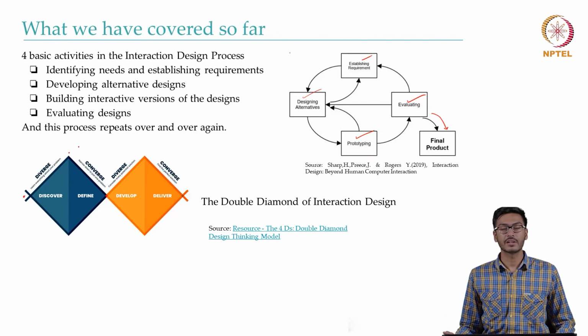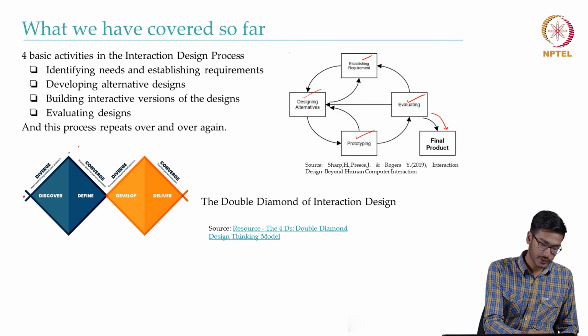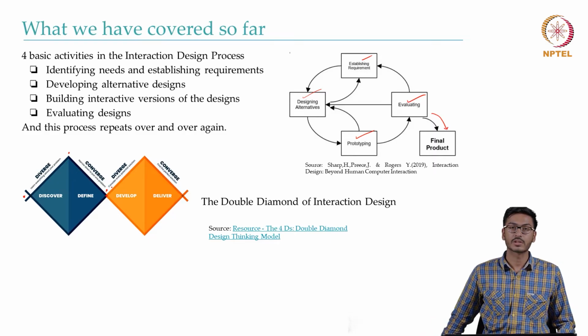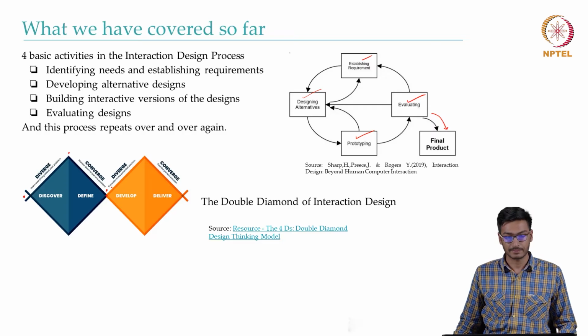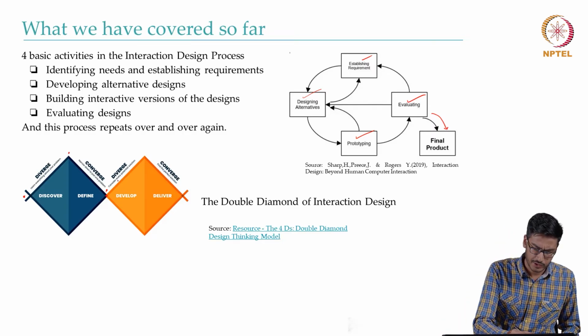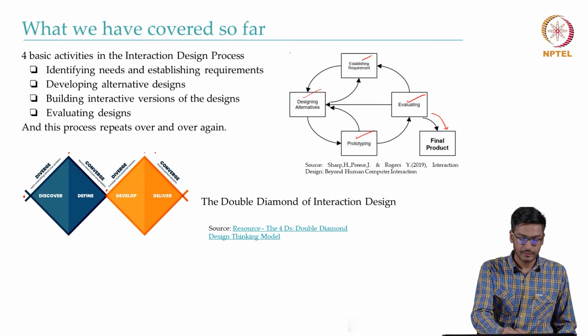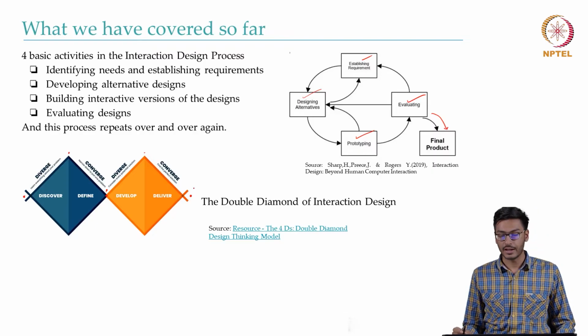The next thing that we covered was the double diamond of interaction design. We started off here and then we diverged while we learned everything about our problem. Next, we converged and narrowed down to just one problem, which forms the part of our problem statement. Then we again diverged, where we considered every potential solution for the problem, and then finally converged down to find the perfect solution for our problem, which is our end product.